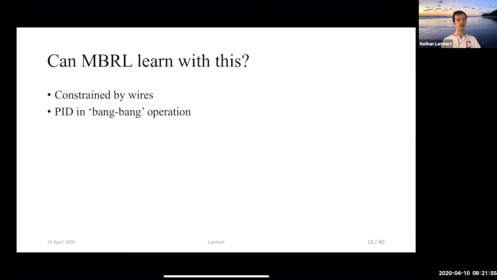The PID is in bang-bang operation. So it's kind of going from zero to a max action, and zero to a max action, and sometimes right in the middle. So the action space would be really sparsely covered. And then there's also less data.